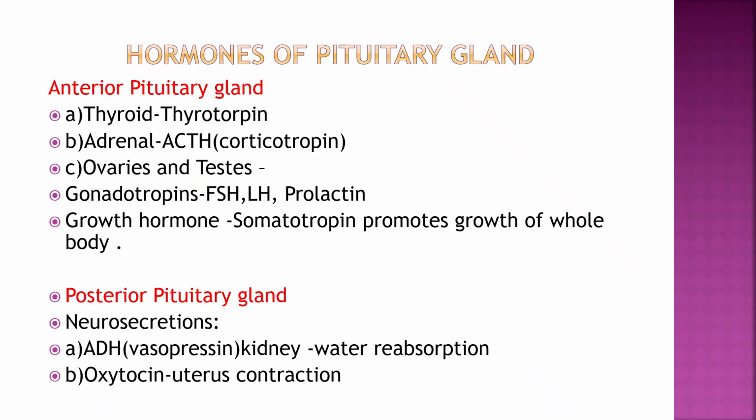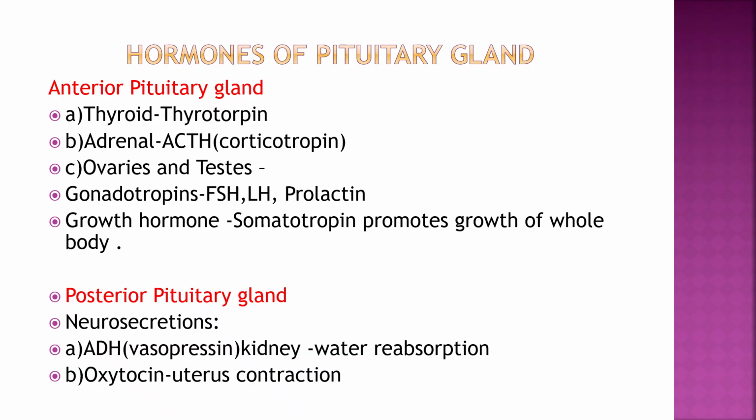So first is the anterior pituitary gland. So it secretes the hormone thyrotropin, which acts on a thyroid gland. ACTH, that is adrenocorticotropic hormone, it acts on an adrenal gland. It is present above the renal gland. It is also called as suprarenal gland. Then other hormones for the ovaries and testes are gonadotropins, then FSH, LH, prolactin, then growth hormone, then somatotropin, which promotes the growth of the whole body.